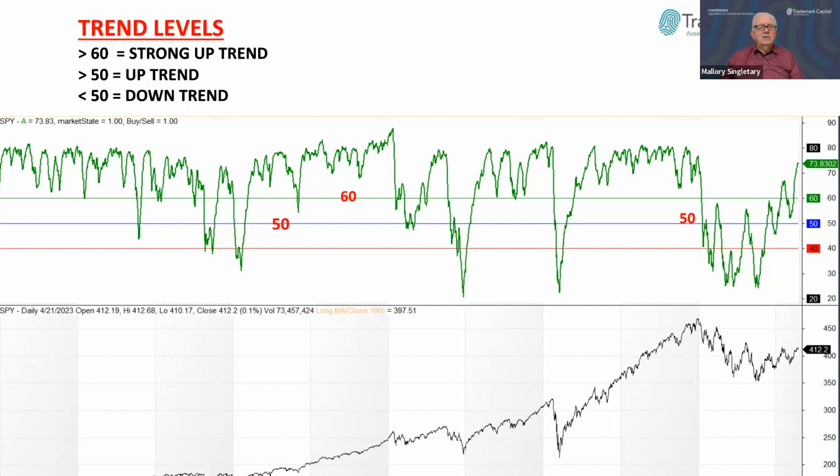But also, let's look at 60. This is what we call a strong uptrend. 50 is up, 60 strong. This is an overview of how we make things fit. It's normalized. We normalize the trend on anything that we look at that we could make a decision on. It's a way that we compare things.